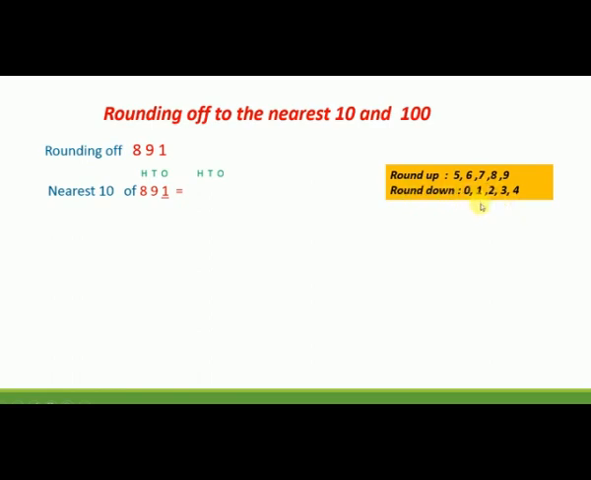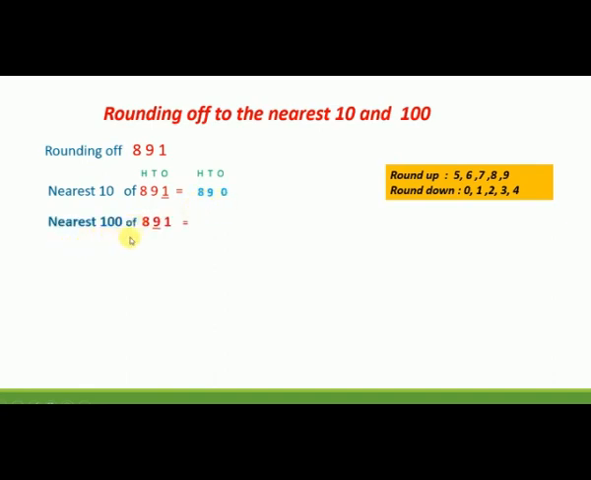Yes, the number 1 is in the round down list. So we do not need to change the tens place. Tens will remain the same. Okay, so the ones place will become 0. Then the tens will remain the same, and the hundreds will also remain the same.